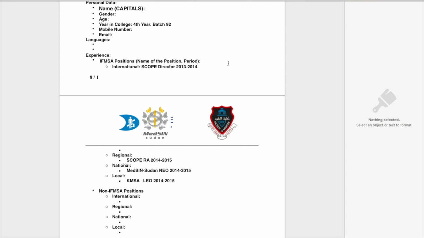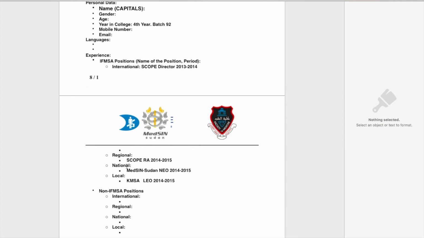So as examples, as you can see, local. Who do we mean by local positions of IFMSA? We mean the KAMSA local team, or the Khartoum Medical Student Association local team, and the Rabta. So if you're a member of those, you can type in your position. An example is the Khartoum Medical Student Association LEO, or local exchange officer, and the term or the period during which you held that position.